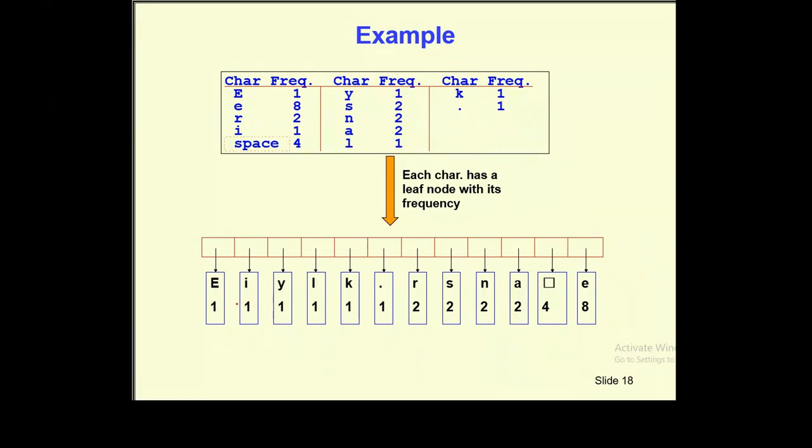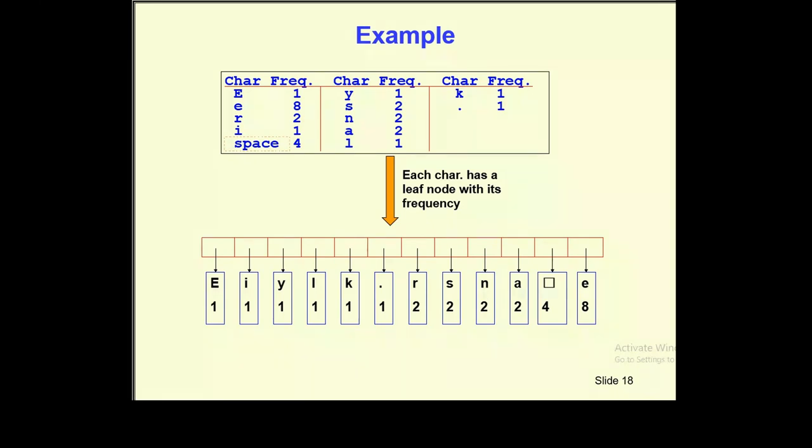So it may be possible that I'm just selecting the E at the first place. So the Huffman tree and the coding can be different, depending on which alphabet you are selecting first. The square bracket is just showing the space, and that is the full stop. Its frequency is 1, space frequency is 4, small a frequency is 8. So we have arranged all of them in the ascending order of their frequency.